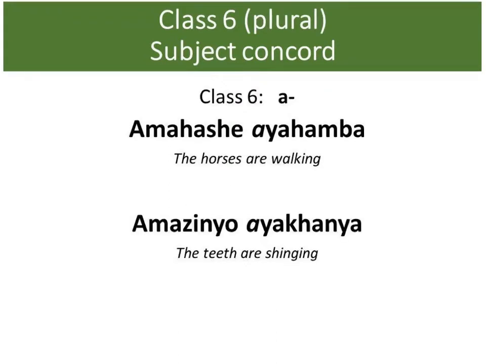And let's quickly then look at class 6, which is the plural of our class 5. Again, we have our subject concord there, which is just the simple letter "a." So if I want to say the horses are walking, walking is my verb, and that "a" is going to be linking me to my class 6 noun. So the horses are walking, amahashe ayahamba. And another example, when you want to say the teeth are shining, amazinyo ayakanya.